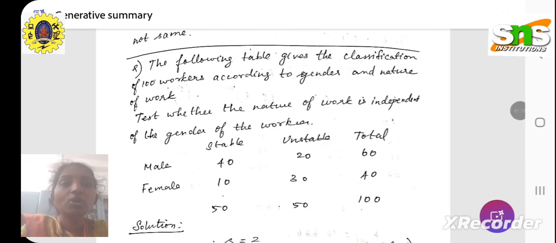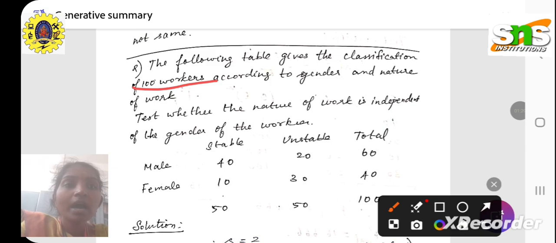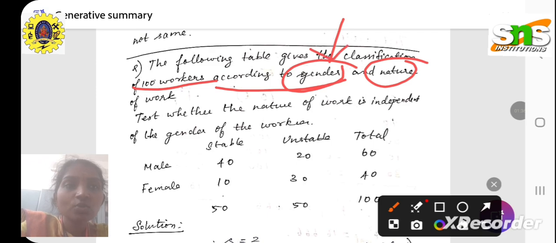The problem is the following table gives the classification of 100 workers according to gender and nature of work. We have to test whether the nature of work is independent of the gender of the workers. So we are given 100 workers and their attributes. What are the attributes? Their gender and their nature of work. These are the two attributes given, and we are going to test for their independence.